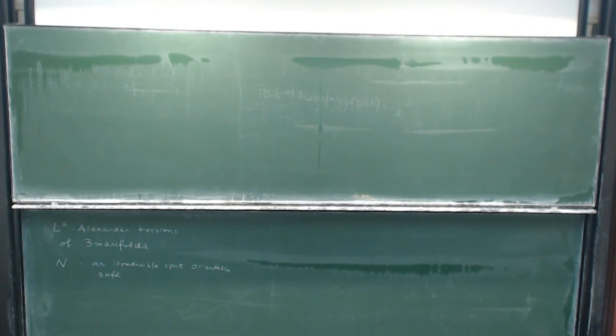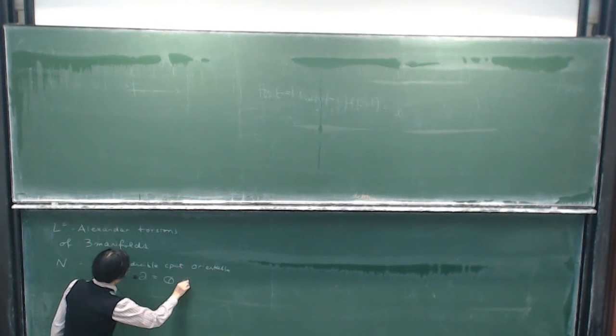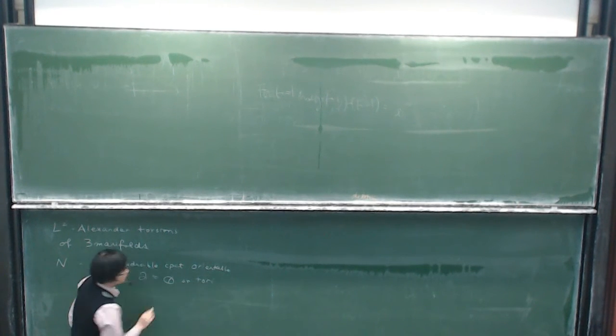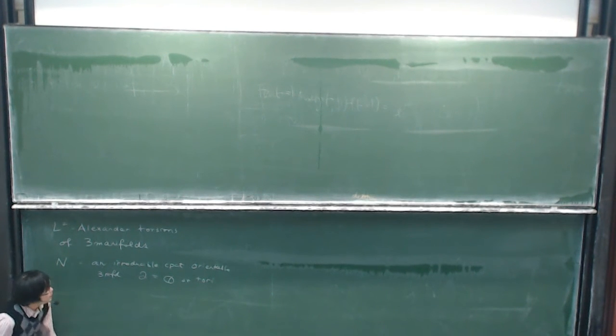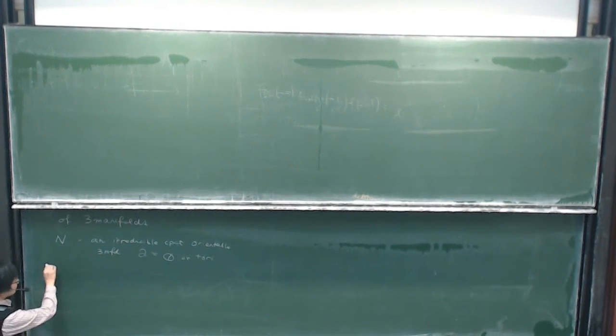And you can require its boundary to be empty or tori, just to make sure that its Euler characteristic is just 0. And then for such a 3 manifold, what you want to consider is any L2-Alexander torsion associated to any admissible triple. And in this morning's talk, I think Stefan Friedl has introduced some general notion, and let's recall some of them.